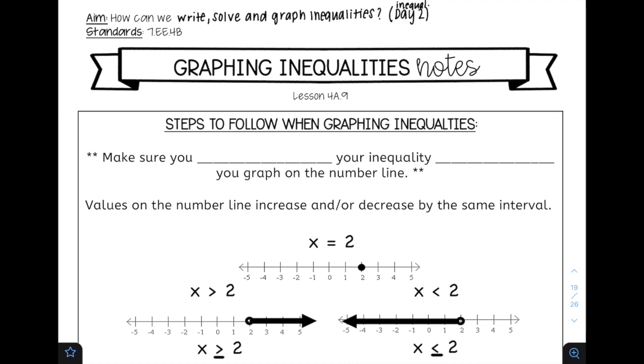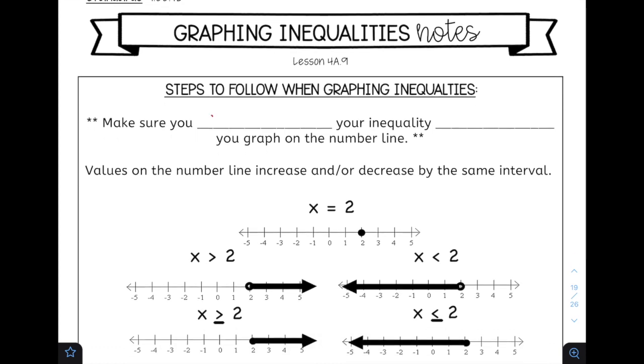So when you're graphing inequalities, you need to make sure that you're solving it first. So you want to make sure you're solving the inequality before you graph on the number line.